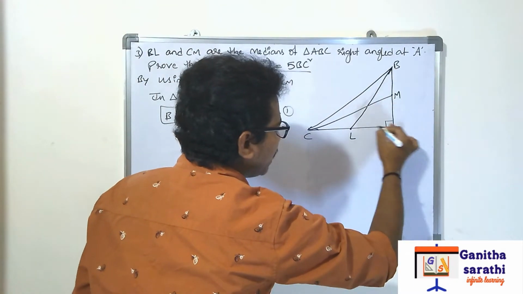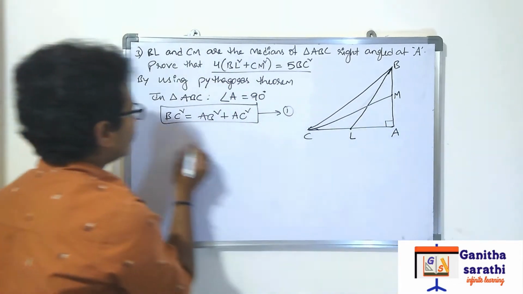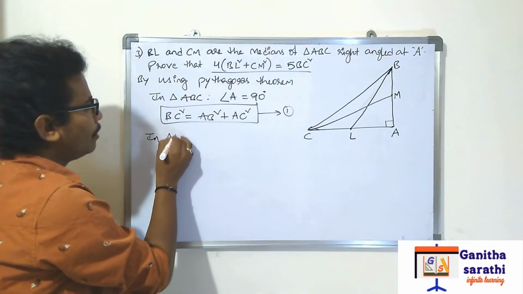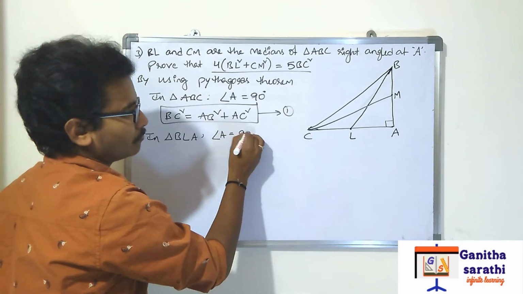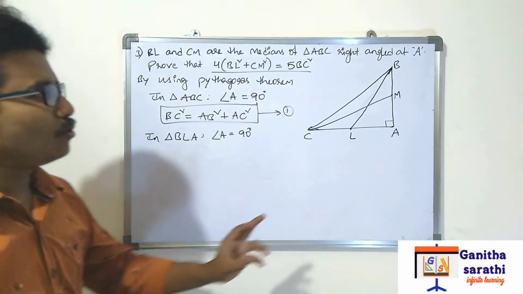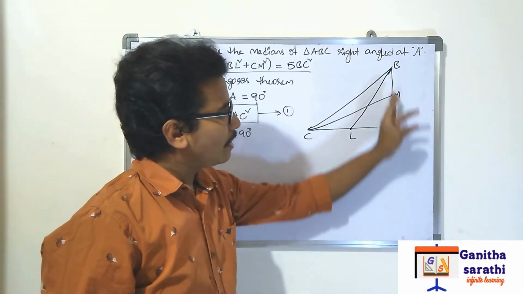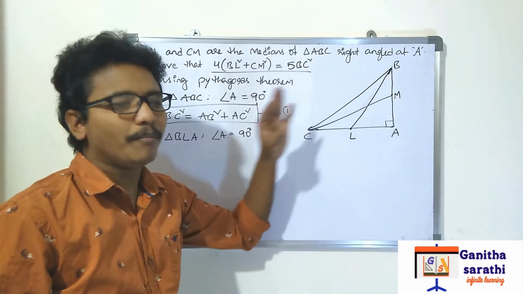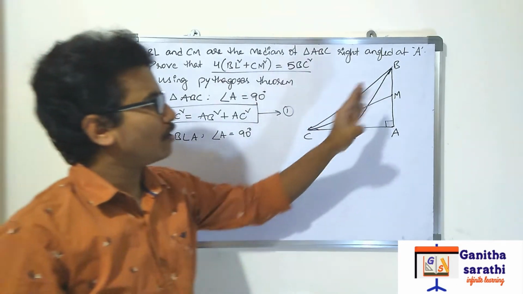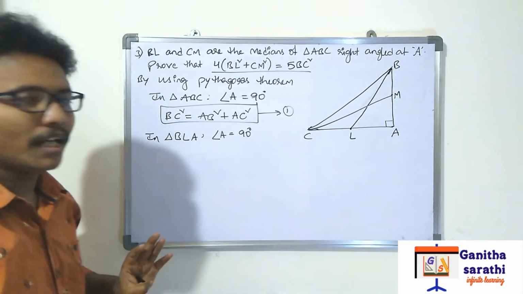In triangle BLA, where A is the right angle, what will be the hypotenuse? BL will be the hypotenuse. Always opposite to 90 degrees will be your hypotenuse. Don't get confused. BL will be the hypotenuse.